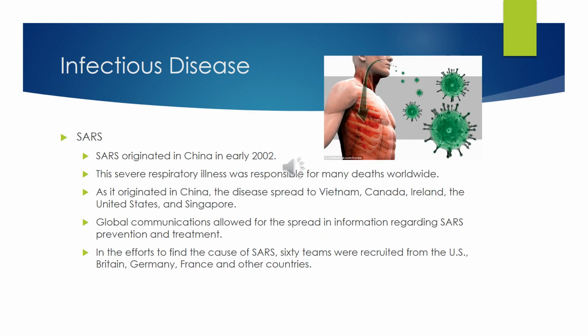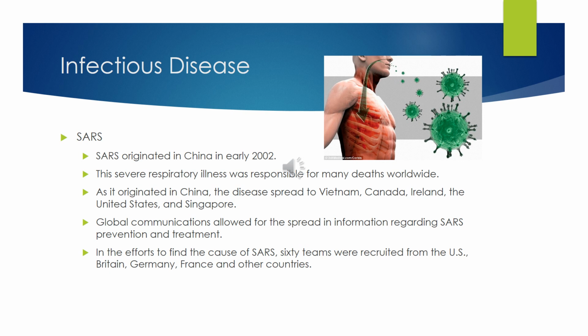Severe acute respiratory syndrome, or SARS, is a life-threatening respiratory illness that originated in China in early 2002. This severe respiratory illness was responsible for many deaths worldwide. As it originated in China, the disease spread to Vietnam, Canada, Ireland, the United States, and Singapore.